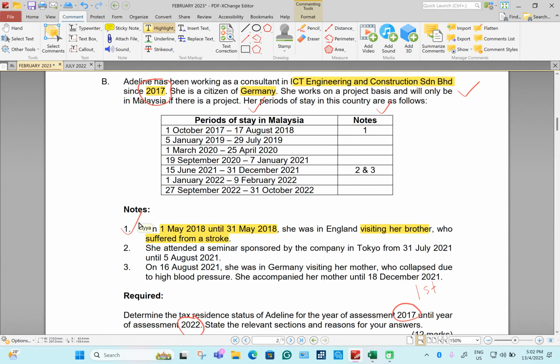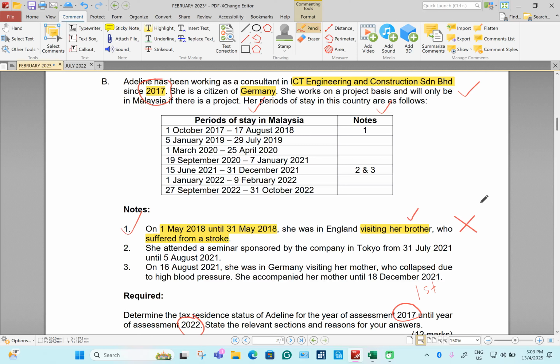Now, IRB set up a guideline that, due to ill health, it is considered as TA only if you visit your immediate family members. And immediate family members can be divided into three categories, guys: spouse, children, and also parent, isn't it? So in this case, who is the family? Brother. So brother does not fall under the definition of immediate family members. So the whole month of May is considered as absent. This is not temporary absent. No need to record in your answer.